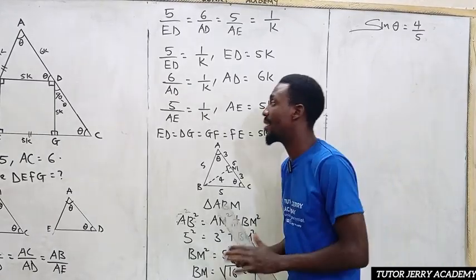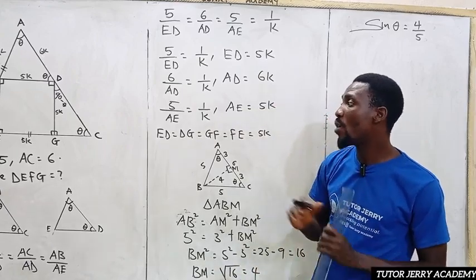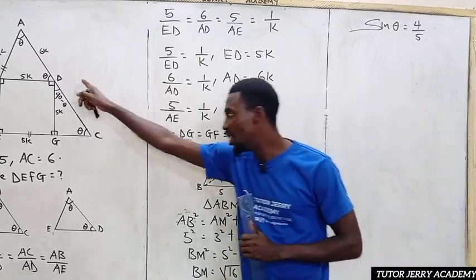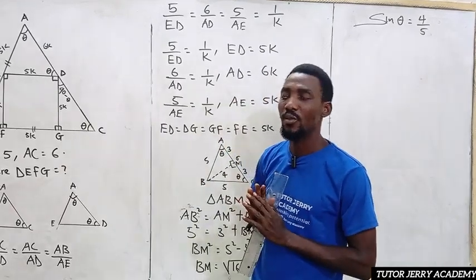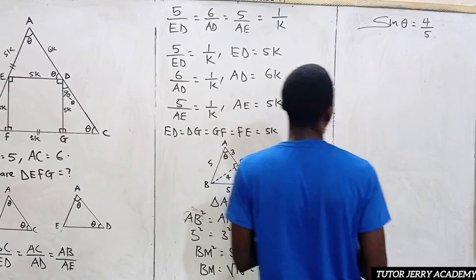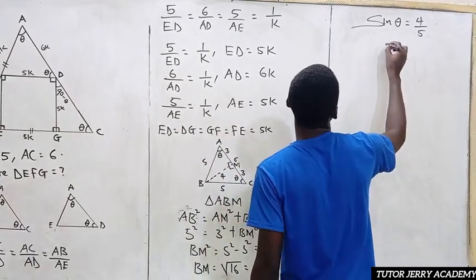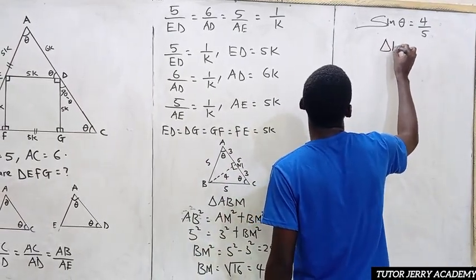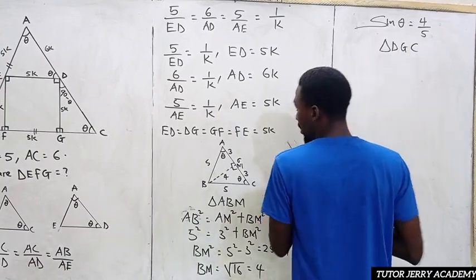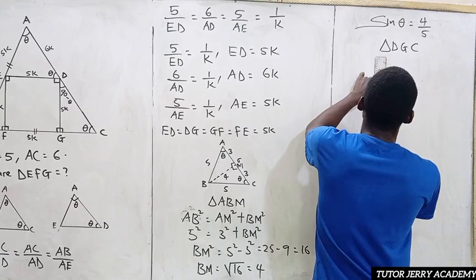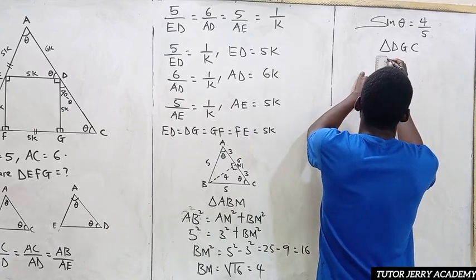Alright. Now that we are done with that part, we want to consider triangle DGC. So let's consider triangle DGC. If we do that, we are going to have this.